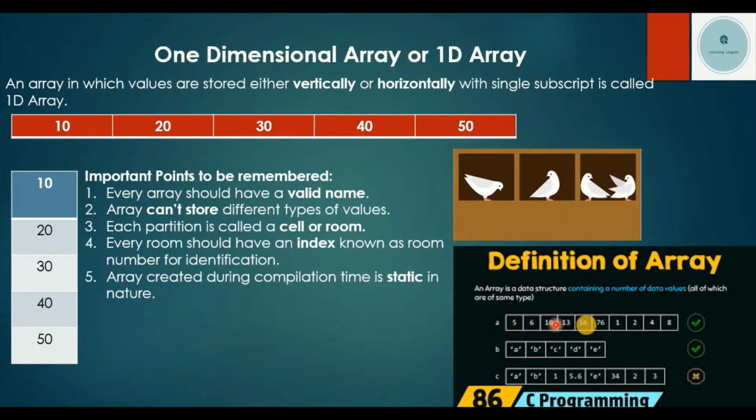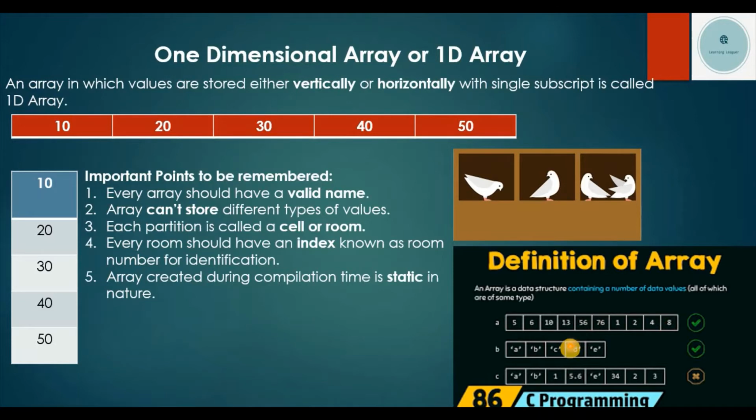Because there are multiple rooms and each room contains a single value. Single value does not mean a single digit; like in the pigeon example, one room does not contain more than one value. That is the first rule which has been satisfied. The second rule is that all these values are of the same data type. All these numbers are integer numbers, nothing but whole numbers. This is the reason why it is called a valid array.